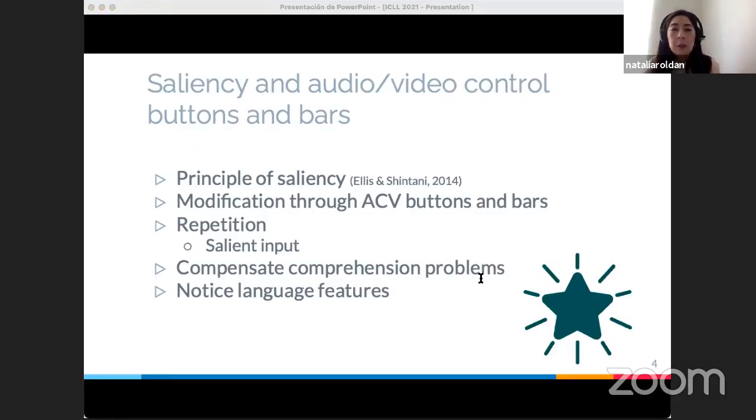Based on second language principles, this type of help option addresses the principle of saliency, which is understood as increasing the probabilities of learners to notice relevant language features to improve comprehension. Specifically, the type of input enhancement achieved through ABC buttons is repetition. Thus, repetition makes input salient, which helps to compensate for comprehension problems, directs learners' attention to linguistic characteristics, and facilitates L2 processing.